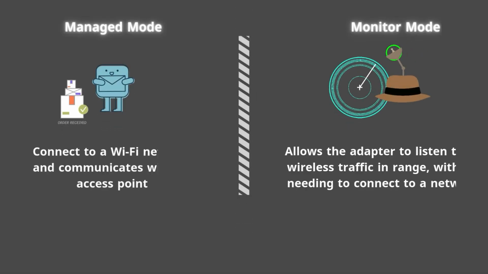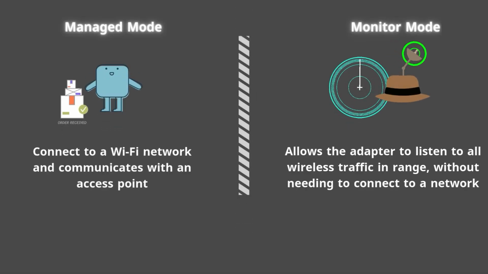Now, let's talk about the difference between managed mode and monitor mode. Normally, your Wi-Fi adapter operates in managed mode, which means it's connected to a Wi-Fi network and communicates with an access point. But to capture all the wireless traffic around us, we need to switch to monitor mode, which allows our adapter to listen to all wireless traffic in range. It's like switching from being a participant in a conversation to just quietly listening to everyone around you.